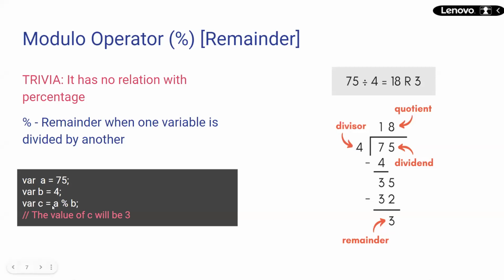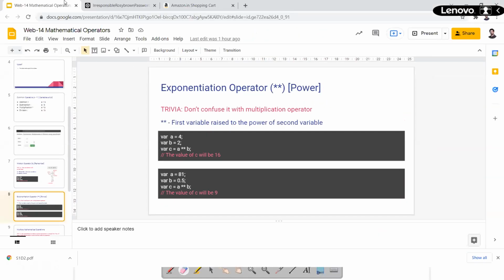So if you directly write 75 and the modulus sign 4, we speak this as A modulus B. A modulus B, don't read it as A percentage B. It is not a percentage. This is for remainder and this is known as the modulus sign. A modulus B, and that result will give you 3. Now let's see in the compiler, then you will understand what I'm trying to say.